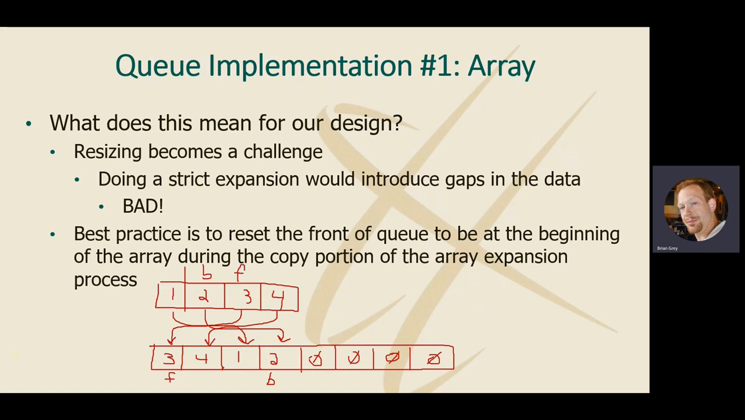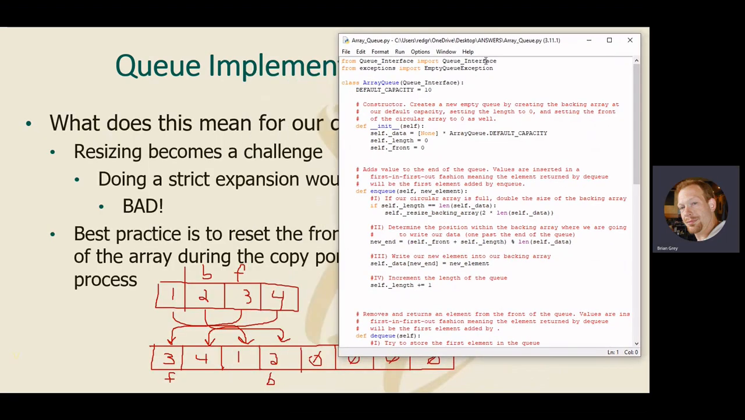Again, all of this is available online. It's on the Canvas page. It's on the lab page, right? We're going to see our default capacity comes back, just like it did with an array stack, right? There it is. We have our length, which is the number of elements in our queue, and we have our front, okay? And our enqueue, right? We do the same thing that we did before. Hey, are we out of space? If we are, we resize.